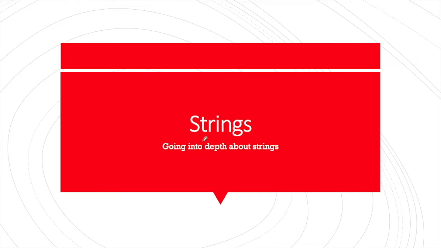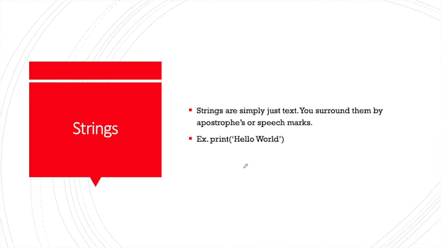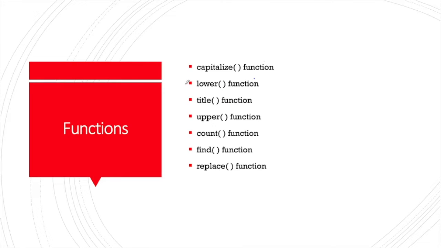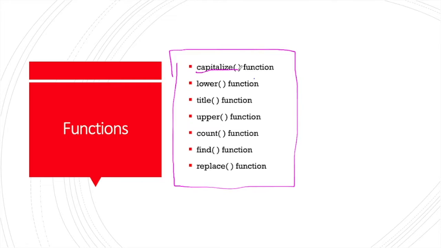Hey guys, today we're gonna go into depth about strings. What are strings? Well, strings are simply just text. You surround them by apostrophes or speech marks, like this example, where we print hello world surrounded by apostrophes. And over here, there are some functions that you can use to change the output that you get, like capitalize, lower, title, upper, count, find, and replace.